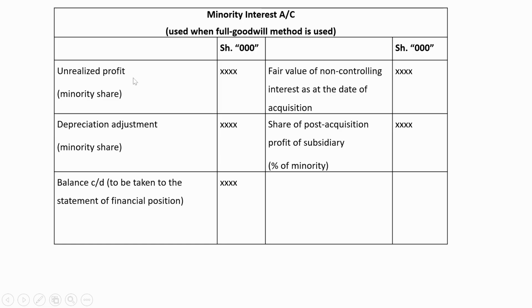And then when you go to the debit side, we don't have any change. It is the same as the partial goodwill method. Any expense, any adjustment where the minorities had a share will be shown on the debit side. The balancing figure will be taken to the statement of financial position under equity and reserves. So anytime you are given fair value of non-controlling interest in a question, use this format. If you are not given fair value of non-controlling interest in the question, use the previous format.